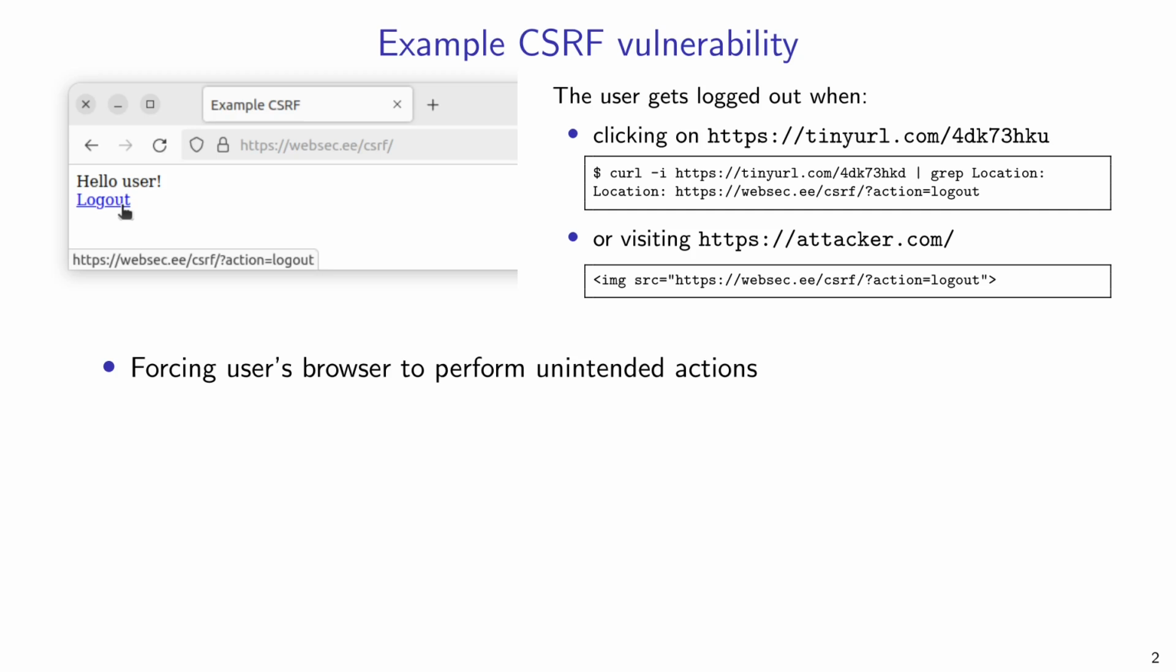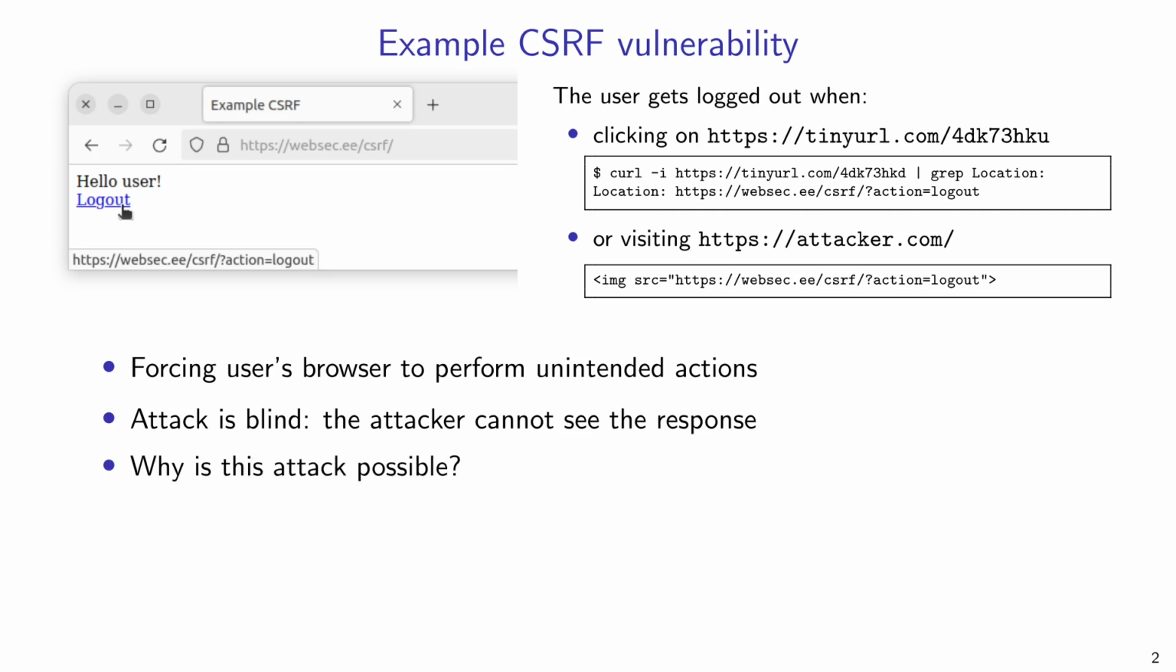So in essence, CSRF enables forcing the user's browser to perform unintended actions in the target website. Note that the attack is blind. Due to the same origin policy, the attacker cannot see the returned response to the victim's browser. But this should not be a problem in practice, and we can even use it to perform a multi-step CSRF, for instance by using JavaScript to introduce a delay between a sequence of forged requests. But let's think about why this attack is possible.